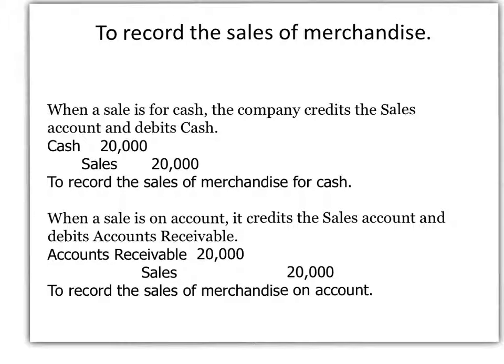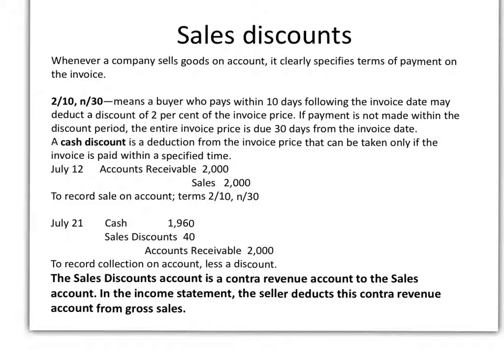Now, to record sales of merchandise, let's assume that the sale, first of all, was made for cash. Well, we simply debit cash $20,000 and credit revenue. Remember, we always credit revenue. Only this time the account is called sales. So we credit sales $20,000. It's a revenue account. If the sale is on credit, then what we do is debit accounts receivable and credit sales. Now, for a merchandise company, sales is the same as the revenue account for a service company.